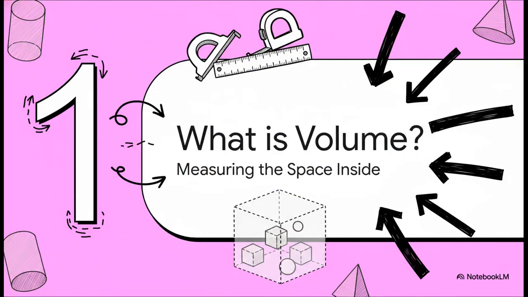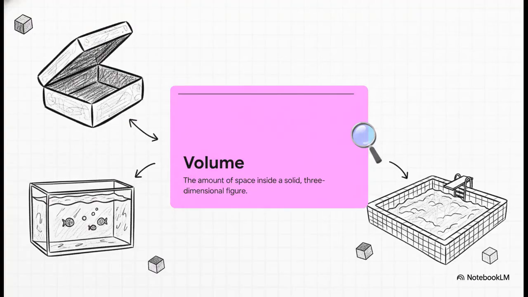Okay, so to tackle a question like that, we've got to start with the basics, right? We need to get a super clear idea of what we even mean when we say the word volume. It's actually pretty simple. Volume is just the total amount of space packed inside any three-dimensional object. It could be a shoebox, an aquarium, or our swimming pool. Volume tells us its total capacity.